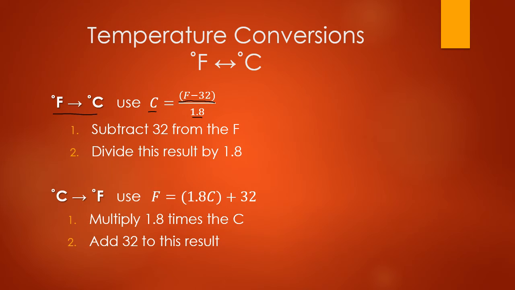Looking at the next equation, going from Celsius to Fahrenheit. For this one, when you are looking for Fahrenheit, you want to use the equation where Fahrenheit is equal to. In this case, it's really just the previous equation rearranged. You're taking 1.8 times the degrees Celsius and then adding 32 to it. The parentheses aren't necessary as it will do the multiplication before it does the addition.